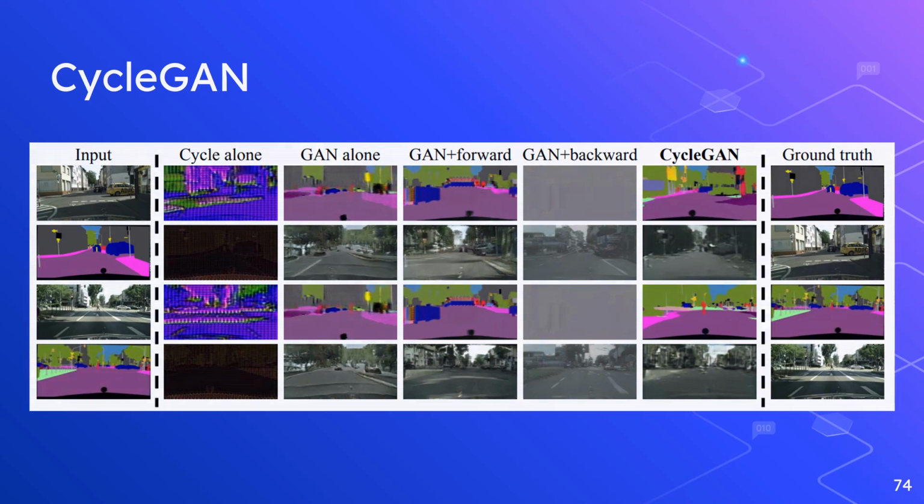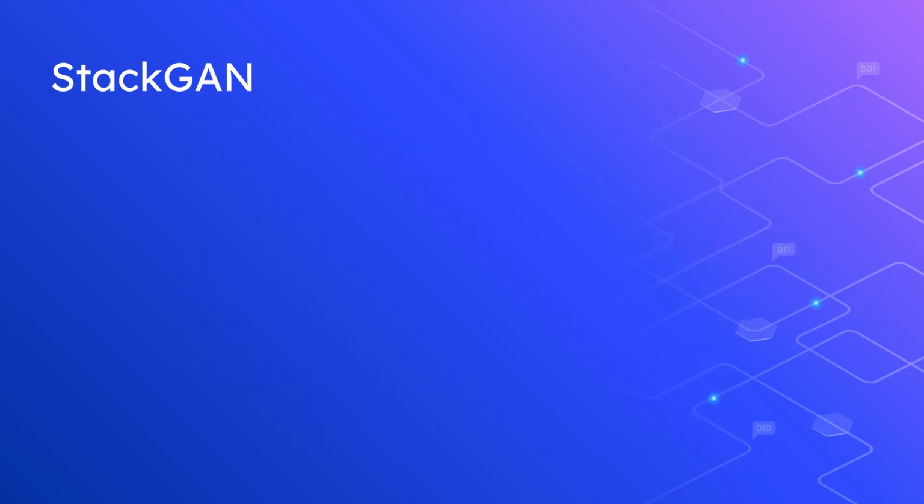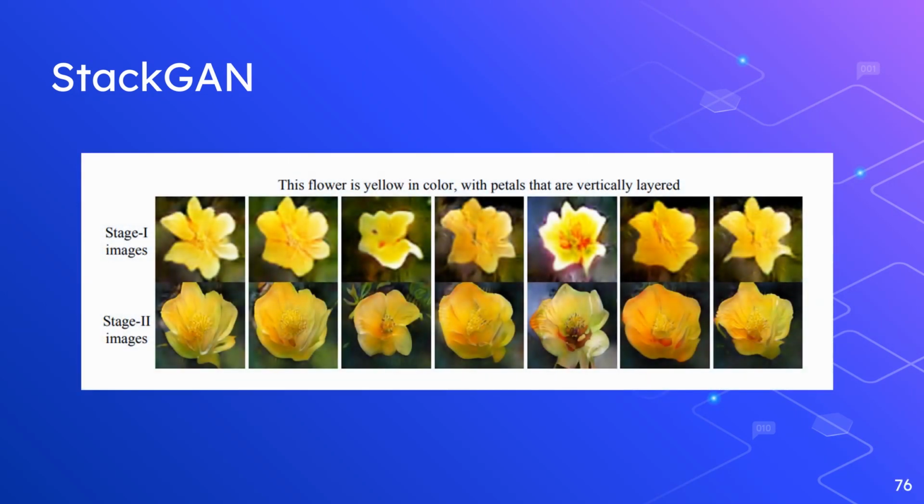The final GAN we're going to go over is the StackGAN, which was first introduced in this paper. StackGAN, text-to-photorealistic image synthesis with stacked generative adversarial networks. The StackGAN is used to generate images using a phrase. So in this example, we have the phrase, "This flower is yellow in color with petals that are vertically layered."